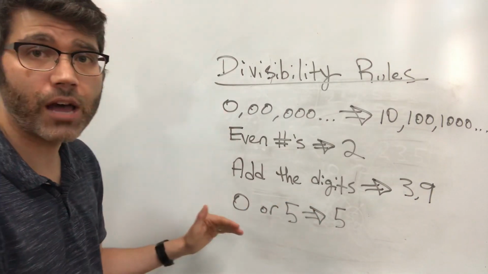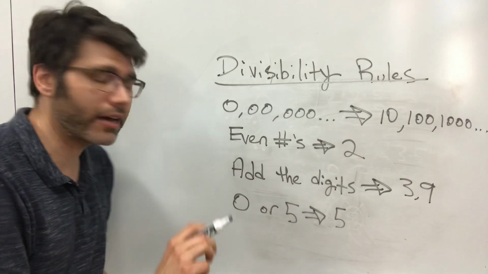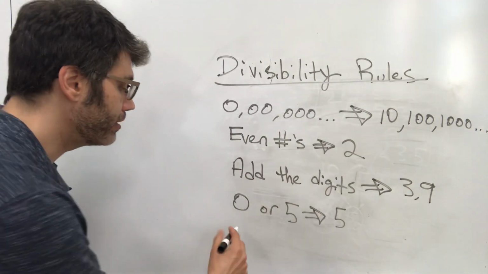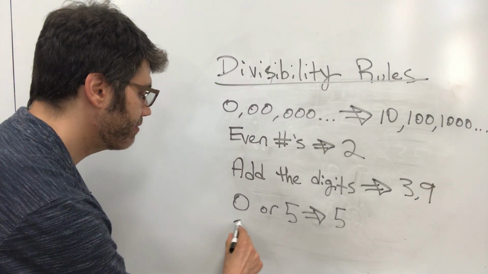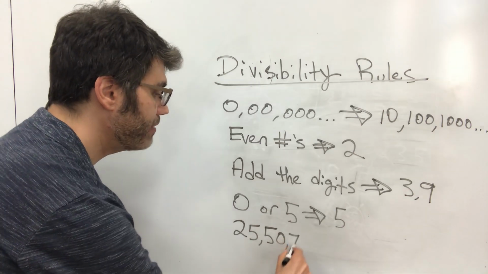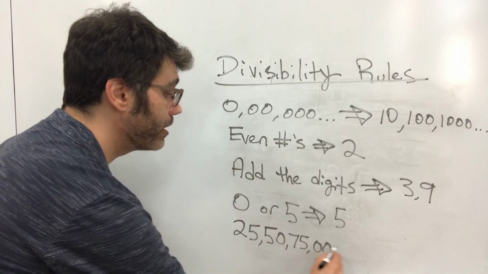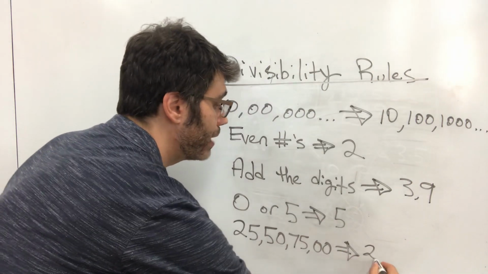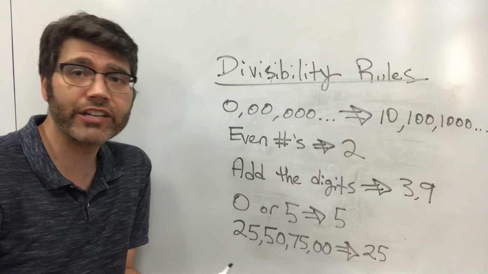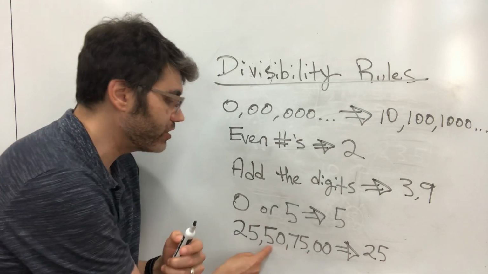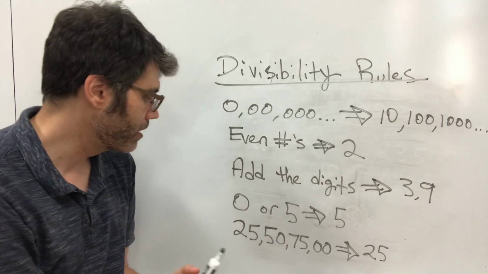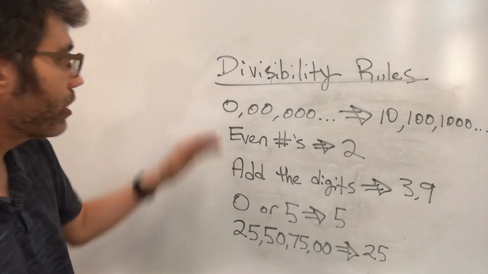So these are some common divisibility rules. Another one that I like to say is if a number ends in 25, 50, 75, or 00, the whole thing is divisible by 25. So that's the divisibility rule of 25. So for instance, 550 ends in a 50, so 550 is divisible by 25, okay? So these are some good ones.